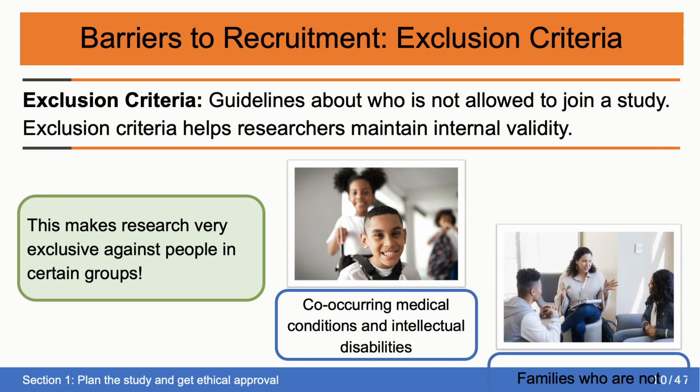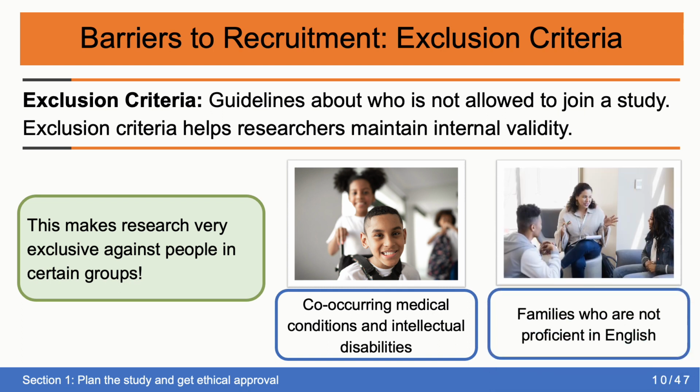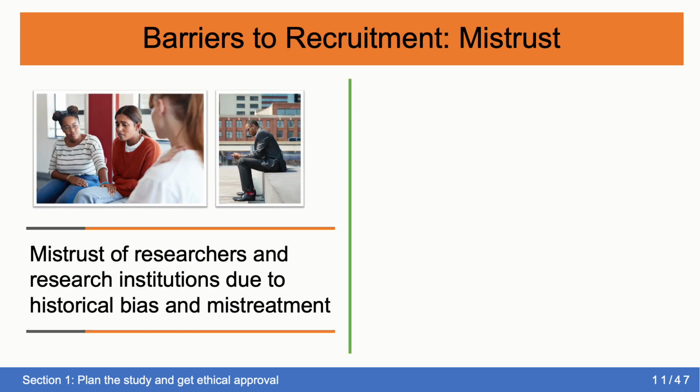Many studies will also exclude families who are not proficient in English from participating in research studies. But researchers should hire interpreters, translators, or bilingual research team members to make sure these families can participate in research studies. Many people may not trust researchers and research institutions. If someone has experienced discrimination from doctors or clinicians, they may feel less safe around researchers. Hearing about unethical research studies can also lead to a loss of trust.